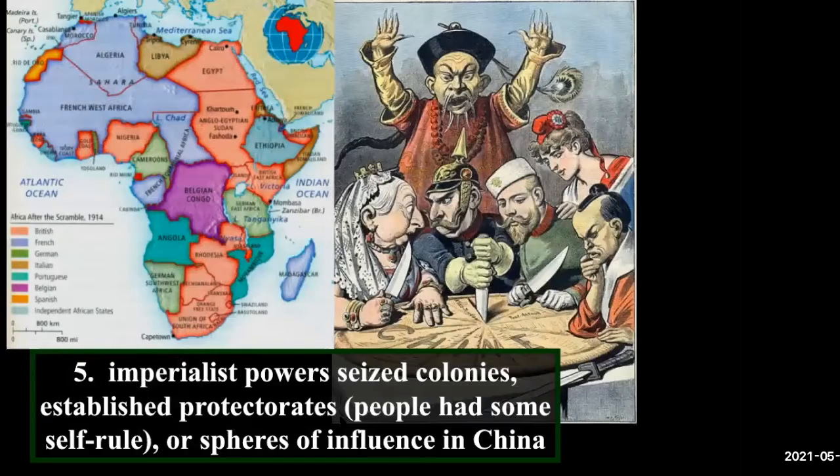Now, we skipped over spheres of influence. If you haven't heard this term before, a sphere of influence means that they haven't colonized the area, well, not directly, they don't claim it as their territory. So it's not a colony, but these spheres of influence in China are going to be economically dominated by Europe, especially as Europe gets involved in managing the Qing dynasty. Okay, so they're not technically a colony, but they're still going to be dominated politically, socially, and economically by imperial powers, as we see in this political cartoon.